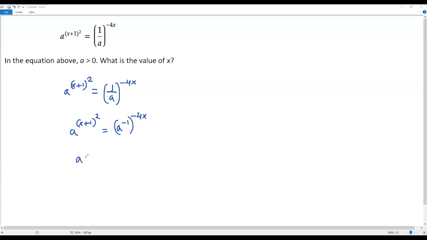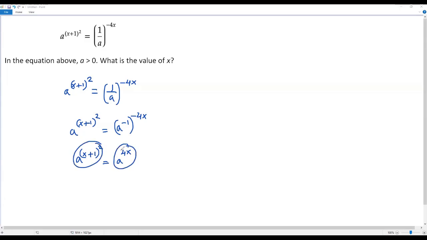Here (a^(x+1))² equals, on the right, the base a with exponent negative 1, and for this complete expression we have exponent negative 4x. Whenever we have two exponents like this, we can multiply them according to the power of a power rule. When I multiply negative 1 and negative 4x, negative times negative becomes positive, 1 times 4x is 4x.